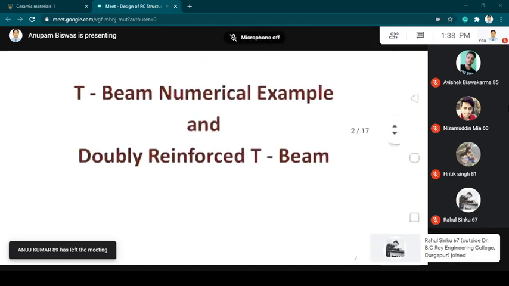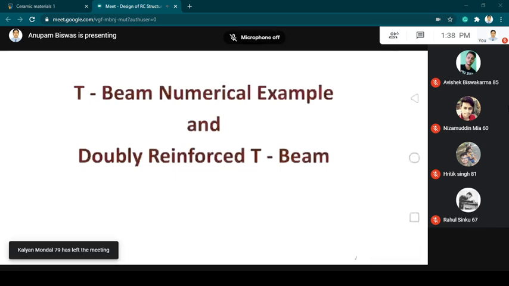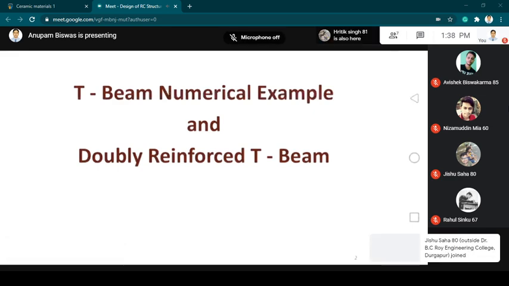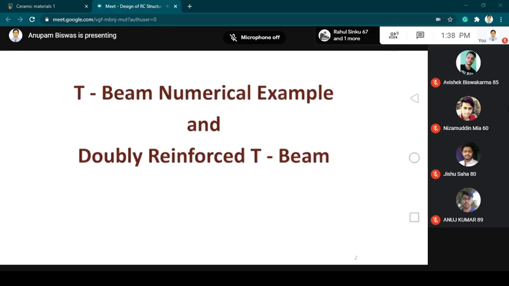So last class we have seen how the analysis of T-beam is done and how the T-beam is divided into two sections, section 1 and 2, where the flange part and web part are divided in separate sections. And using those two parts, we can proceed with our design. We have read the case where the neutral axis will fall within our flange. In that case the whole section is considered as a rectangular section with a width equal to the width of flange BF. So that is the first case.